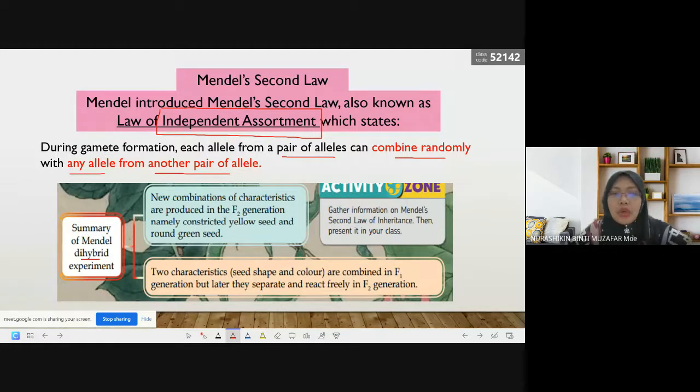So new combinations of characteristics are produced in the F2 generation, namely constricted yellow seed and round green seed. So this is the combination of the characteristics. So the F2 generation will get these results: constricted yellow seed and round green seed. Two characteristics, seed shape and color, are combined in the F1 generation, but later they separate and react freely in the F2 generation. This is because there are a lot of gametes, so they will combine randomly.